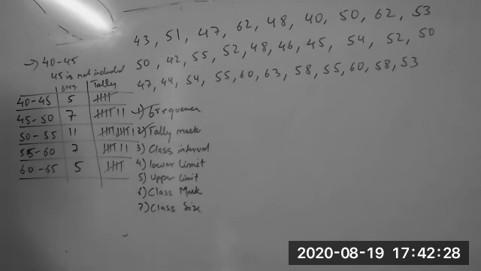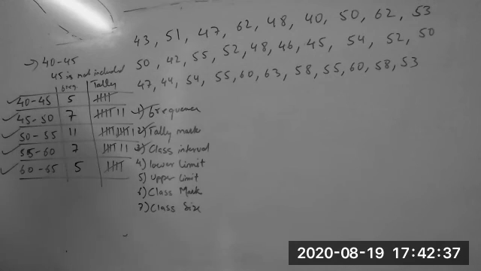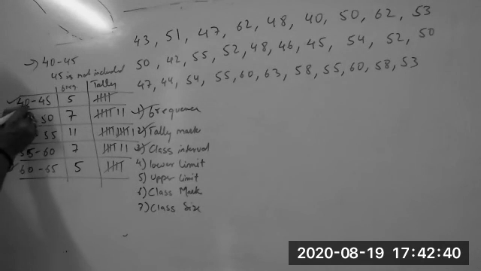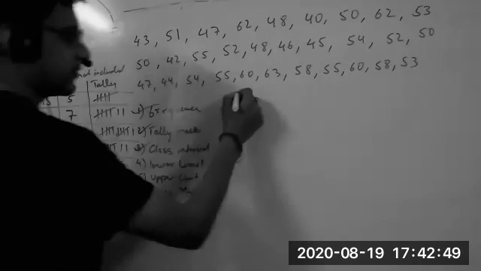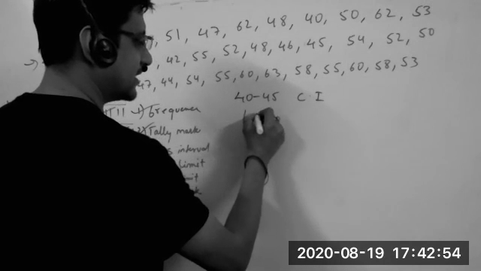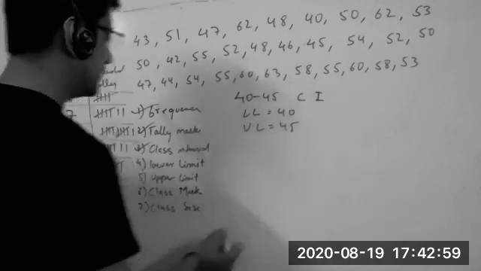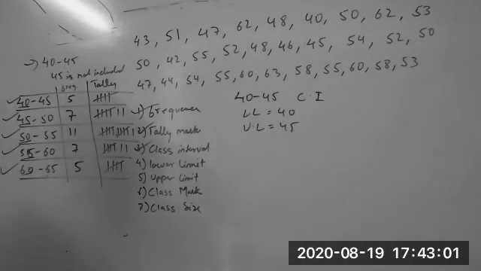What are the class intervals? 40 to 45, 45 to 50, 50 to 55, 55 to 60, and 60 to 65. For every class interval, what is the lower limit? 40, 45, 50, 55, 60. For the 40 to 45 class interval, the lower limit is 40, and the upper limit is 45. Likewise for all, correct? Yes, sir.